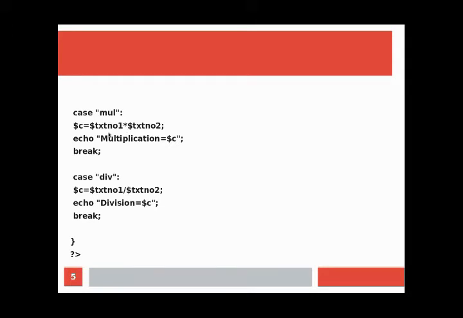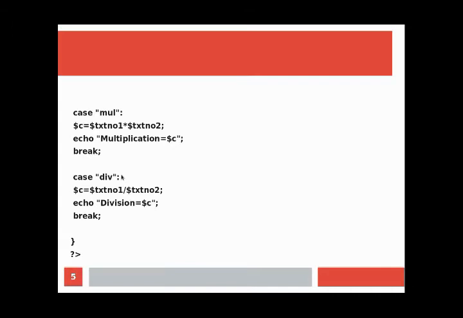Then the statement for this case: $C equal to $txt_number1 multiplied by $txt_number2, semicolon, and we display that multiplication, that is echo within double quotes "multiplication equal to $C" semicolon and break here. That means whatever the number 1 and number 2 are, they will be multiplied and stored in C, and that will be displayed as multiplication equal to C. That means whatever the value of C.